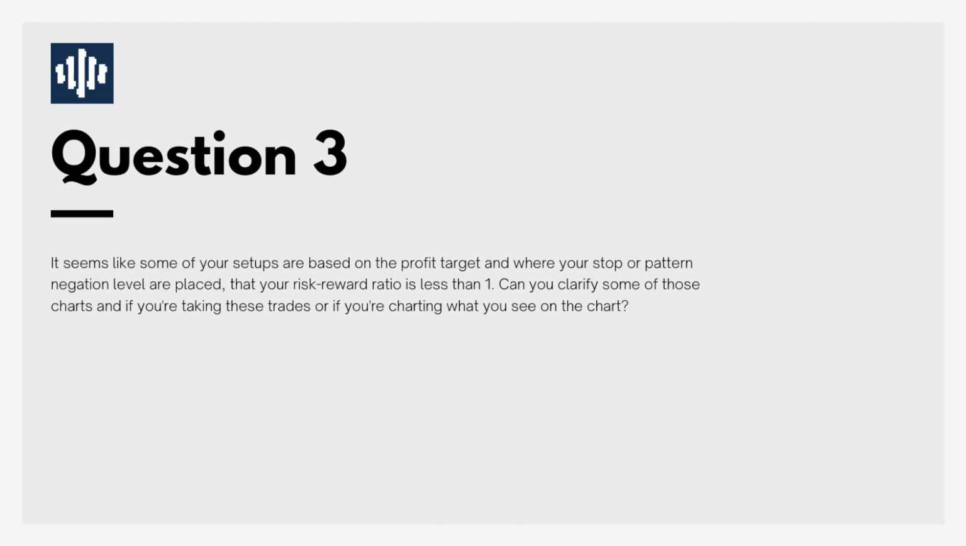Can you clarify some of those charts, and if you're taking these trades, or if you are charting what you see on the chart? I have clarified this in the beginning of the presentation, that chart pattern negation is not a stop loss. So stop loss can be tighter, and that would give you a bigger upside potential.